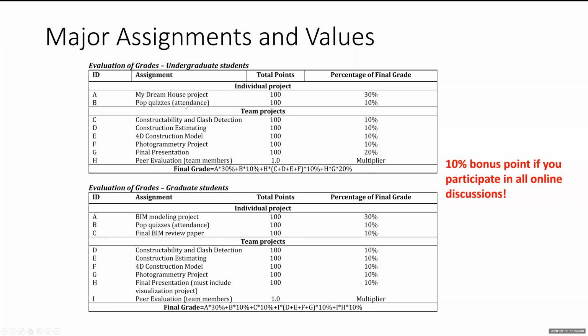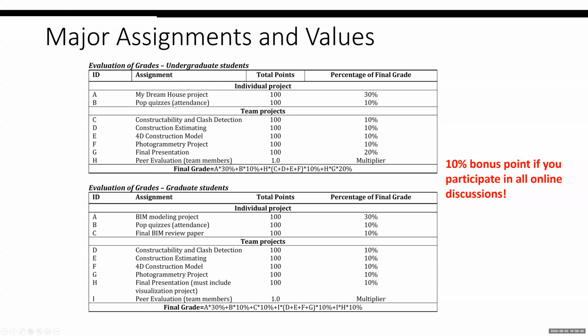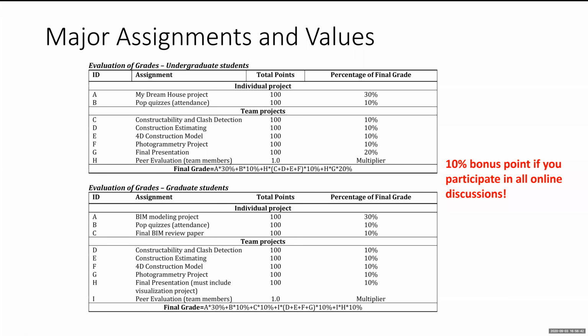The pop quizzes are more about attendance, like I mentioned. That's 10%, and that's individual. But all the others will be group team projects. We will have the clash detection project, construction estimating, 5D BIM project, 4D simulation project, photogrammetry project, and the final presentation. Each of them will be 10% of your final grade. The final presentation will be 20%.